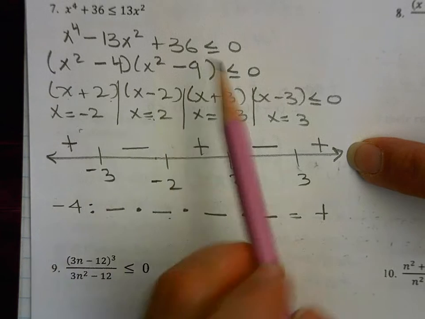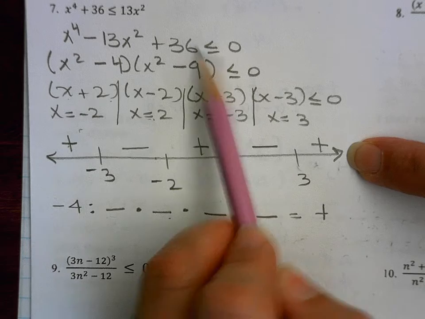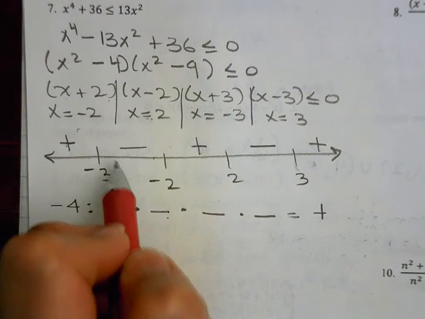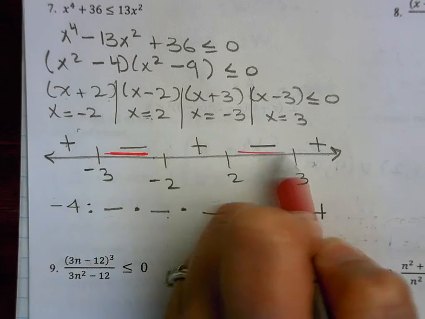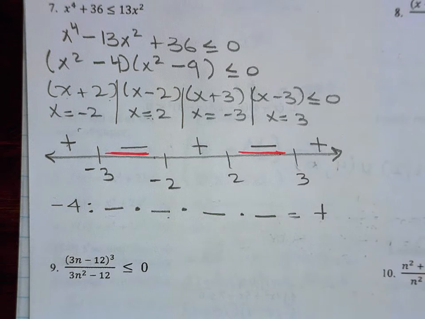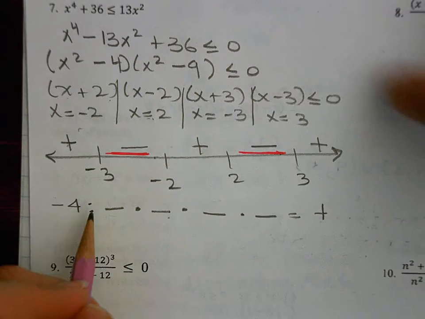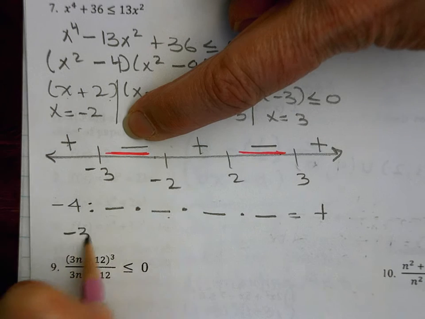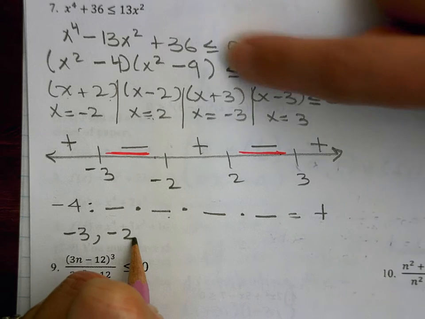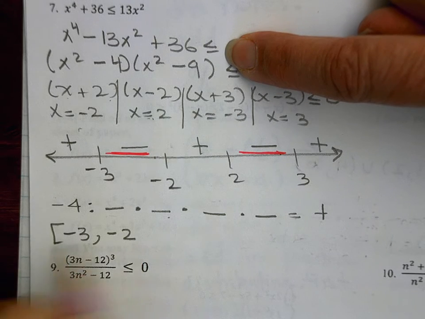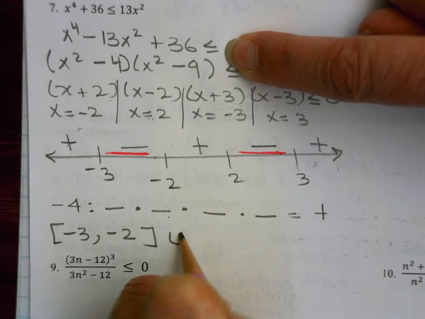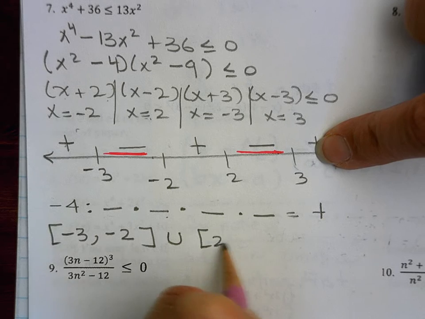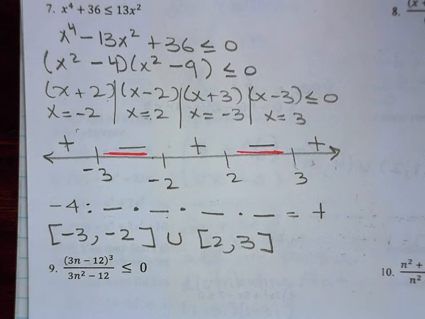And so now I want to know when I am less than or equal to 0. That would be all the sections where I'm negative, so here and here. That would be from negative 3 to negative 2, and because it's underlined, so equal, I would use brackets. And then again, from 2 to 3. All right, that's it.